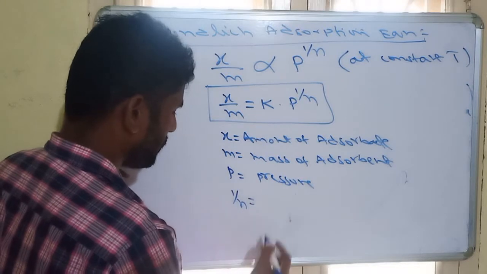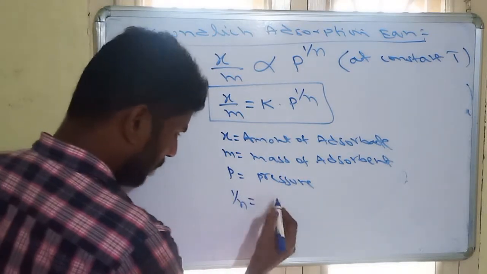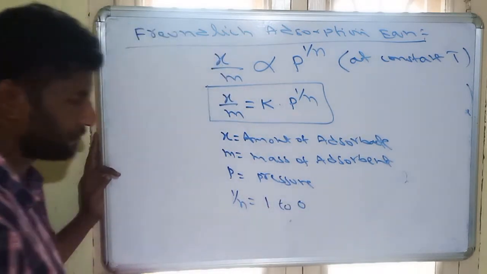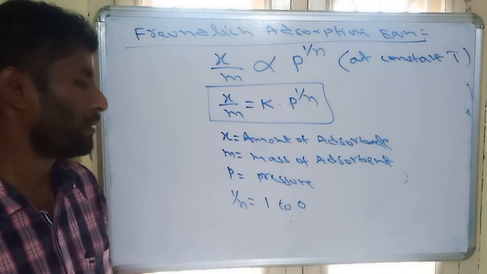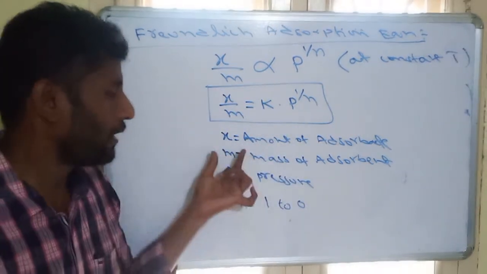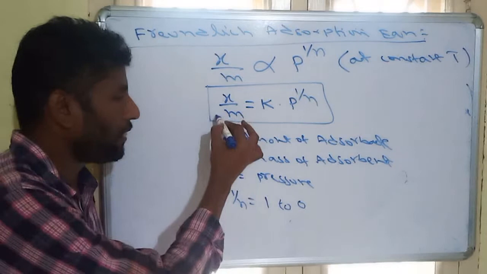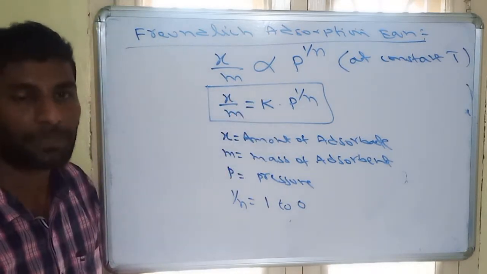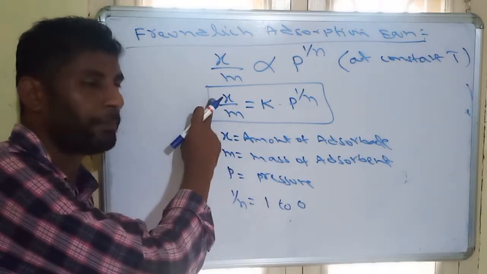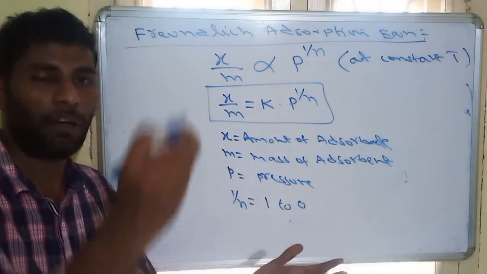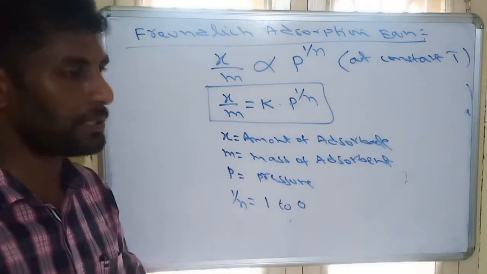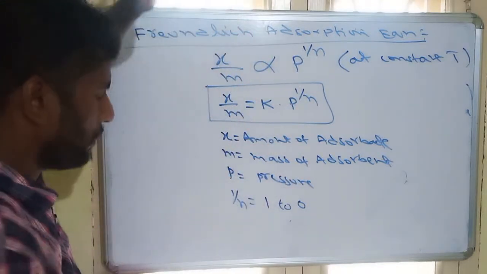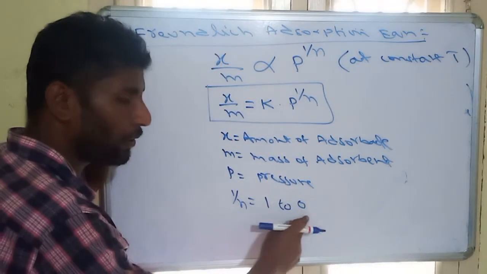whereas 1 by n is a fractional value which lies between 1 and 0. So x is the amount of adsorbate, m is the mass of adsorbent. In the given mass of adsorbent, how much adsorbate amount is there? That we are calling adsorption. It is always directly proportional to pressure with some power value. The power values will be between 1 and 0.